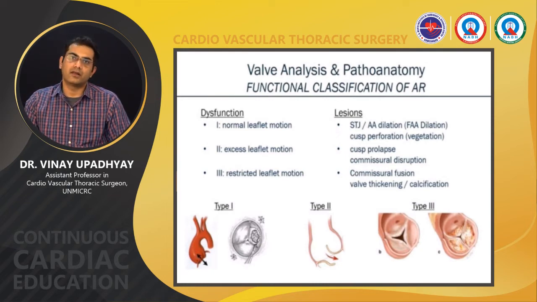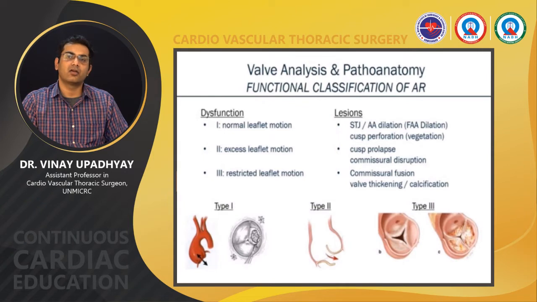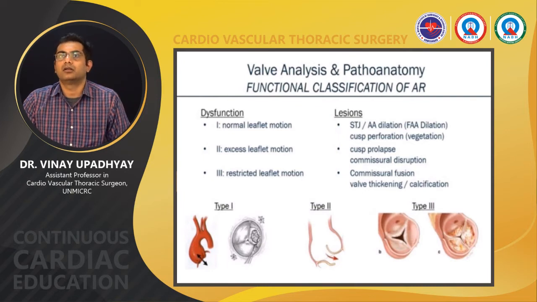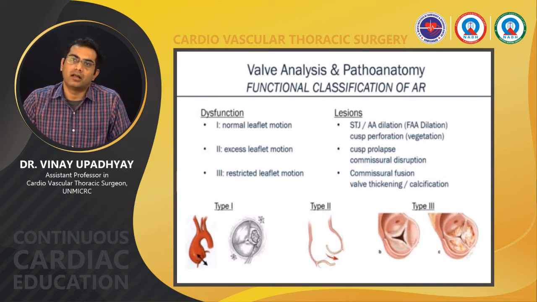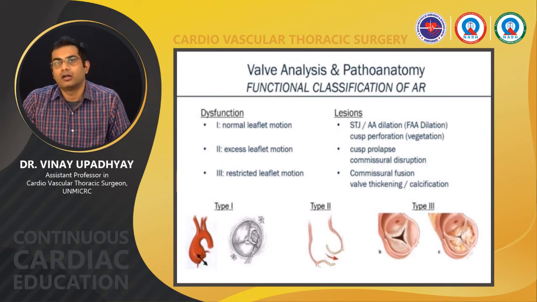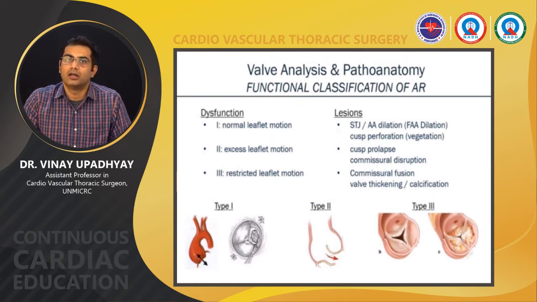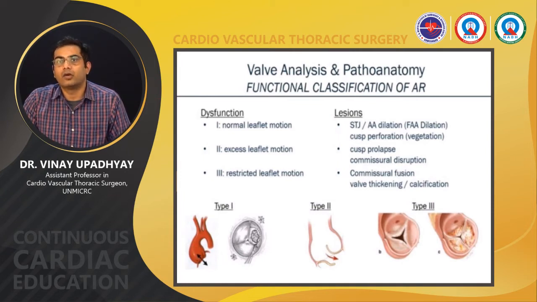On one side of the slide is the category of the dysfunction, on the other side the associated lesion. Type 1, where the leaflets are normal. Usually the associated lesion is a dilated sinotubular junction or ascending aorta, or any cusp perforation which leads to aortic regurgitation, but the leaflet motion is normal. Type 2 is excess leaflet motion. The associated lesion is cusp prolapse or commissural disruption. Third, in type 3, there is restricted leaflet motion. The associated lesion is commissure fusion, valve thickening, or calcification.